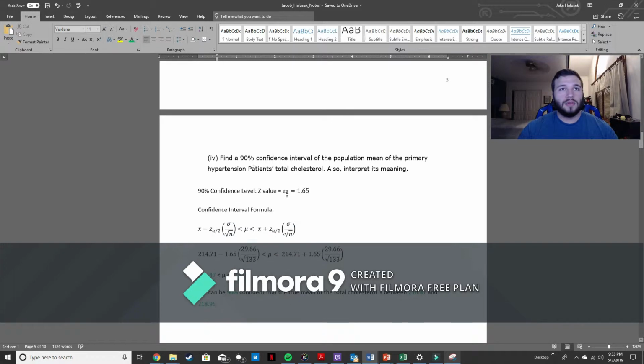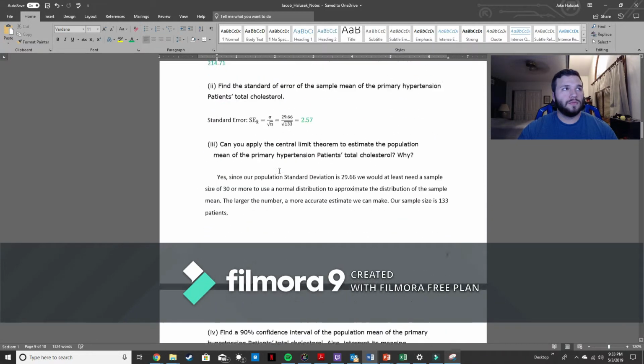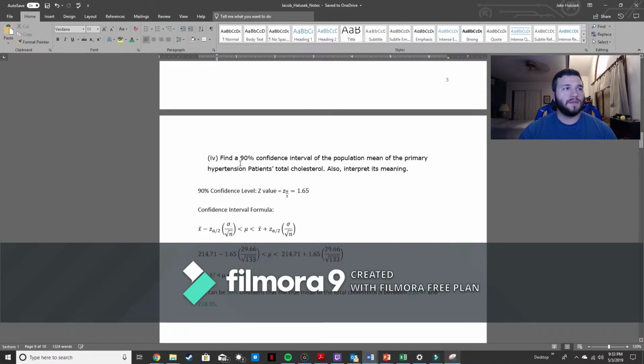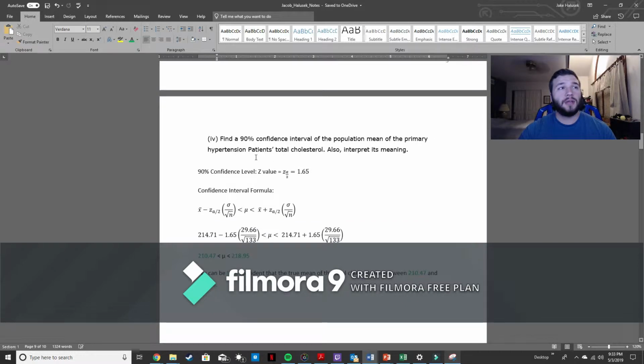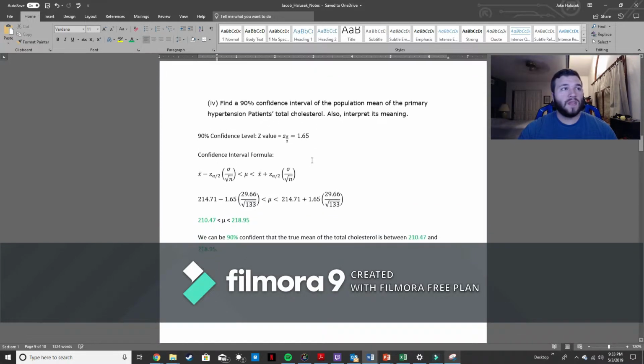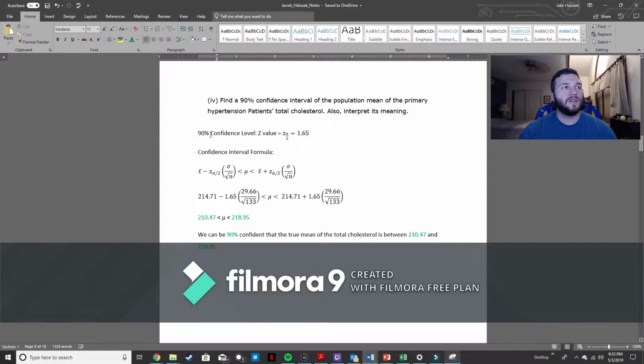Part 4 of question 2. Find a 90% confidence interval of the population mean of the primary hypertension patient's total cholesterol. Also interpret what its meaning would be. So it's telling us to use a 90% confidence level, giving us a z-value of 1.65. We've covered that from class examples, looking through the table, we use it a lot.